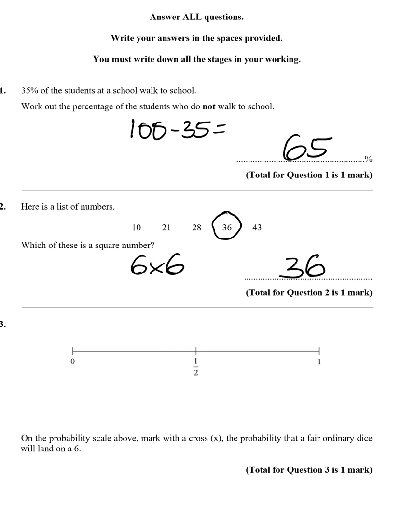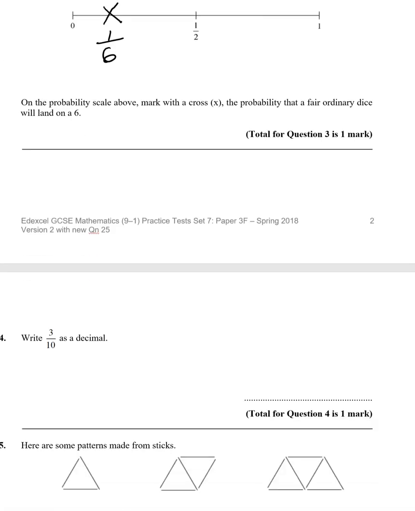Okay, and number 3. On the probability scale above, mark with a cross the probability that a fair ordinary dice will land on a 6. Well, for it to land on a 6, it's got 6 sides, so it's got a 1 in 6 chance. So we need to go about there, and let's just mark it 1/6. So 1/6 of a chance of landing on a 6. Okay, next page.